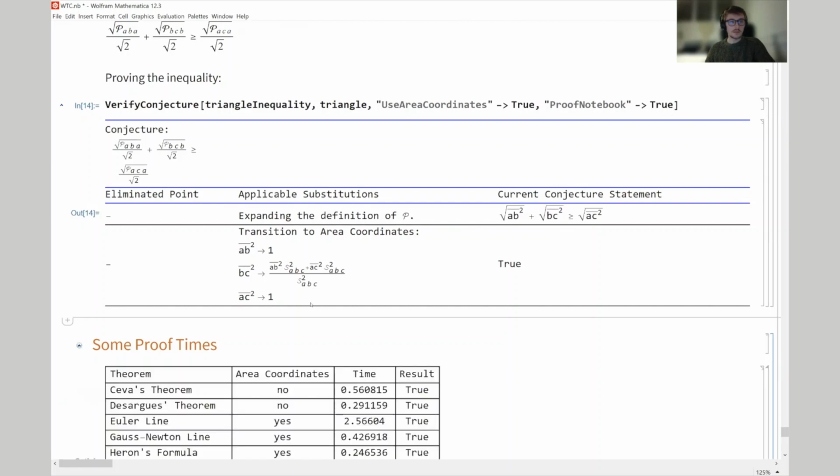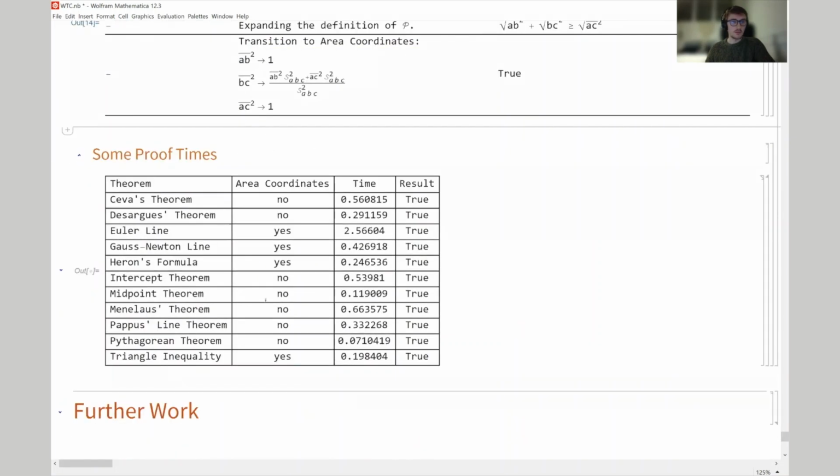Finally, I have here a pre-computed collection of some theorems, which can all be proved using the area method. And as you see, these proofs are found quite quickly. Some of these theorems are admittedly quite trivial. For example, the triangle inequality or the Pythagorean theorem. These are very simple theorems, but some are quite involved. For example, the existence of the Gauss-Newton line or the proof of Heron's formula. And despite being quite complicated, these proofs are still generated very quickly.